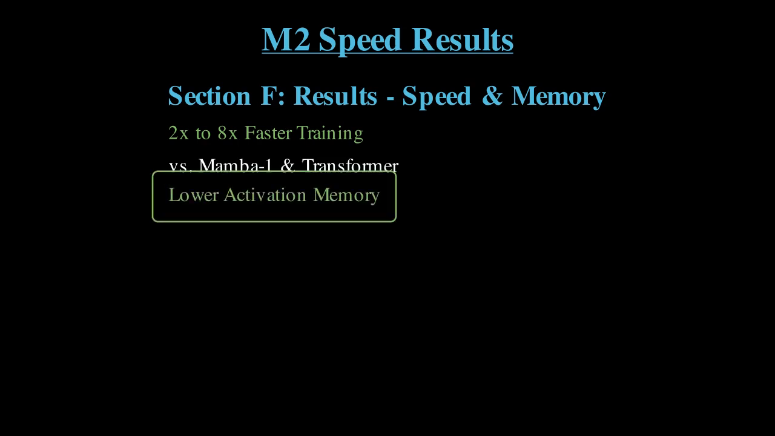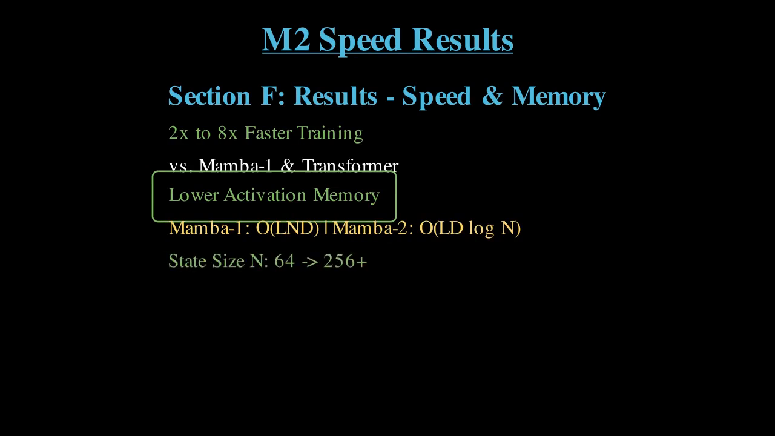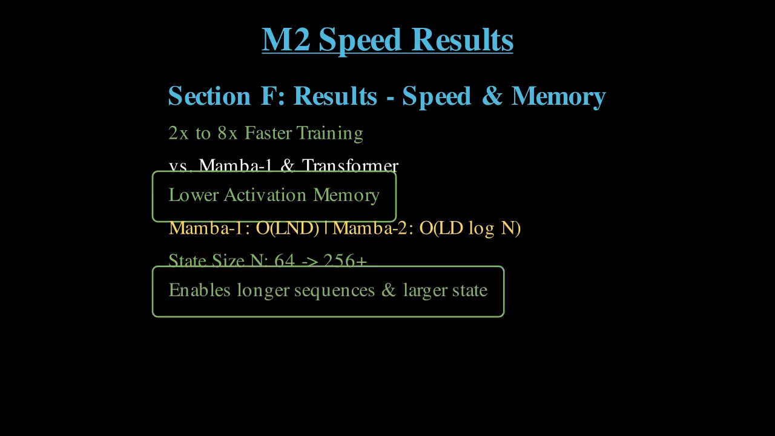This isn't just about wall clock time. Activation memory is also a major bottleneck, and Mamba-2 makes huge strides here. Mamba-1 memory scaled linearly with sequence length and state size n. In Mamba-2, it's now logarithmic with n. This allows us to scale to much longer sequences and use a much larger state size, going from n equals 64 to 256 and beyond, which is crucial for model quality.